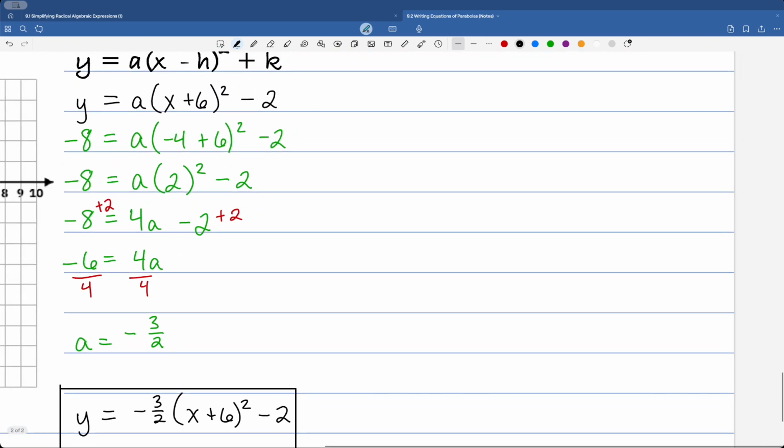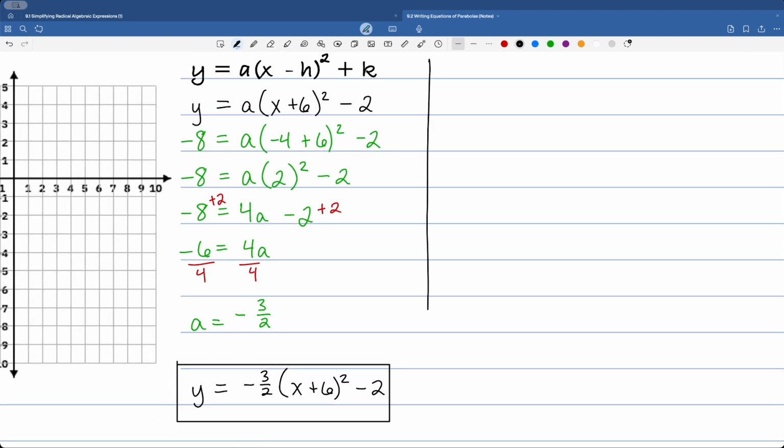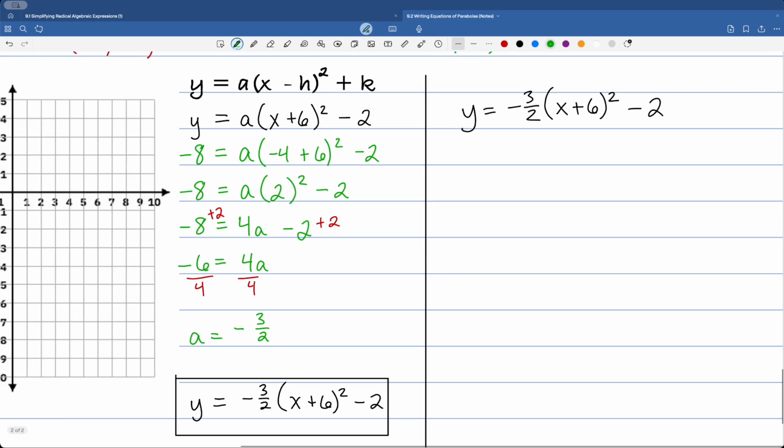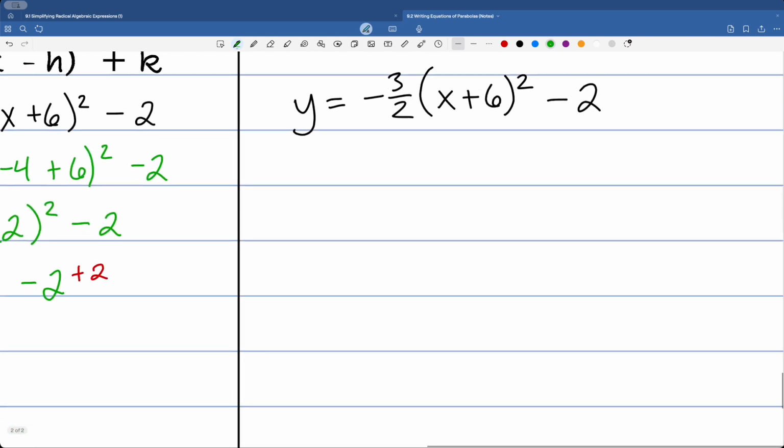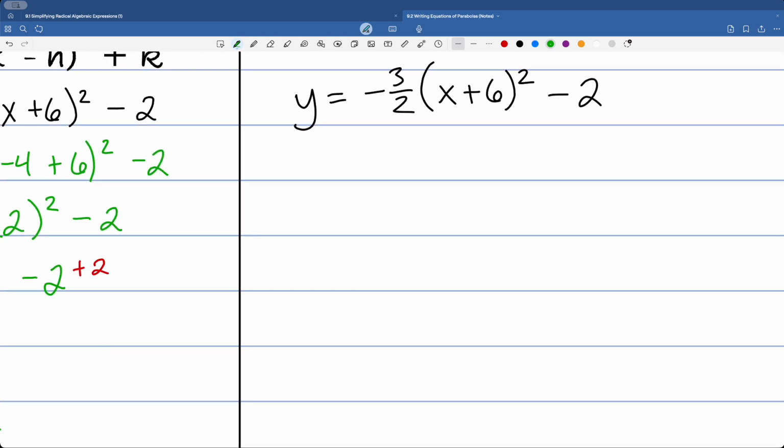All right, so the next final step here is to convert this into standard form. So we're going to go y equals -3 halves of (x plus 6) squared minus 2. Standard form is what's going to tell us what the y-intercept is. So we're going to expand this out. y equals -3 halves of (x plus 6) times (x plus 6), and then subtract 2. FOIL.